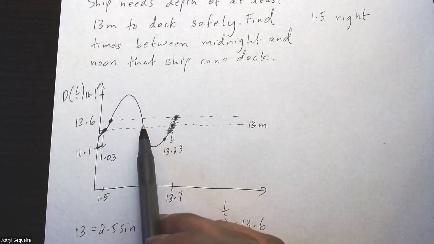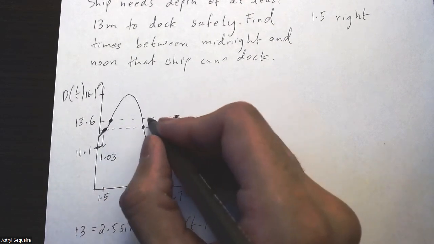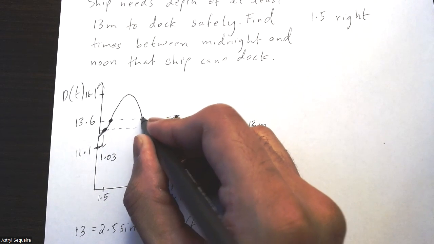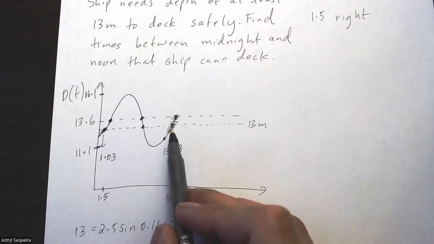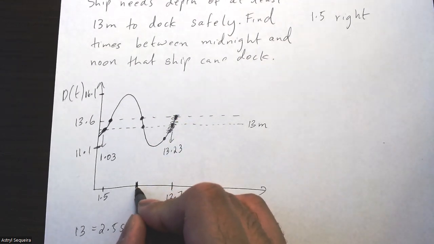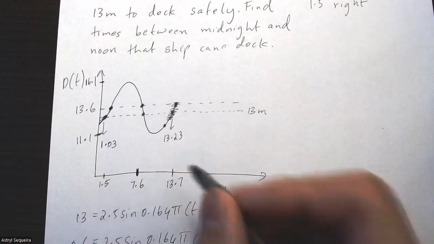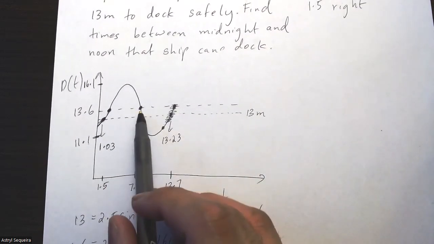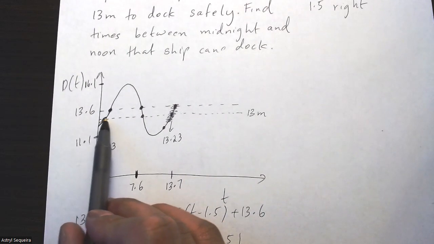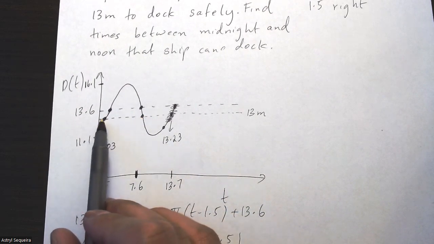Okay, in order to find this point over here, what I can do is I can start by finding this axis point over here first, which is the midpoint of this axis and this axis point. So the midpoint of these two is going to be 13.7 plus 1.5 divided by 2, which is 7.6. I just did the midpoint of my other two axis points and I got this axis point. Now this tiny gap over here is the exact same as this tiny gap over here.